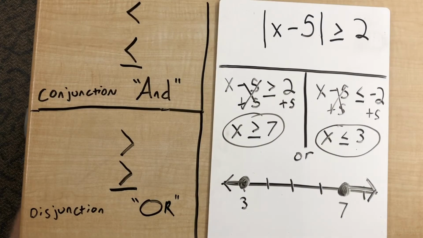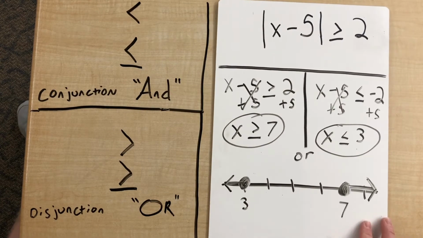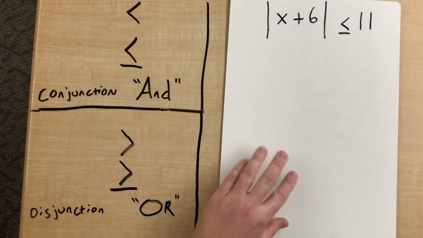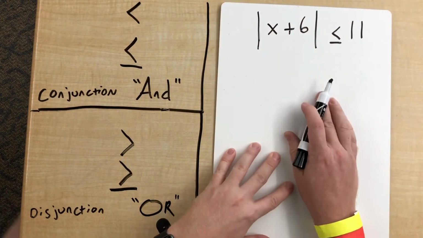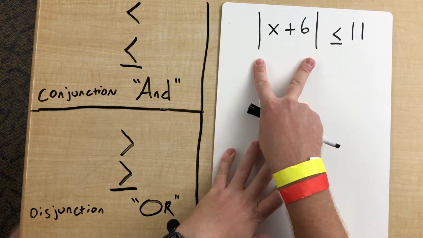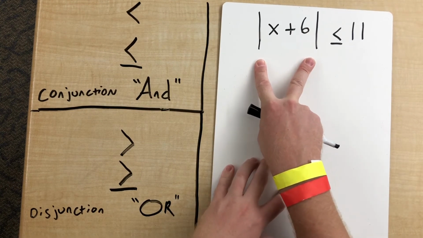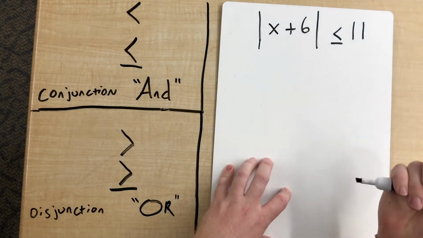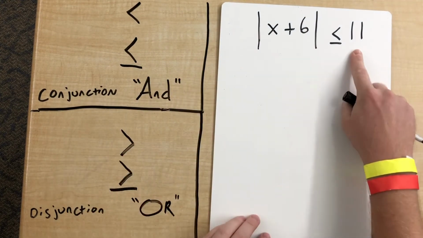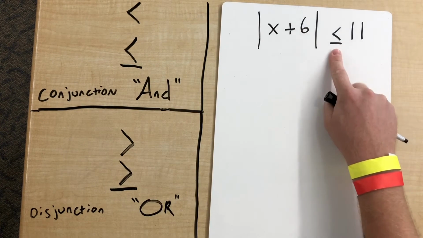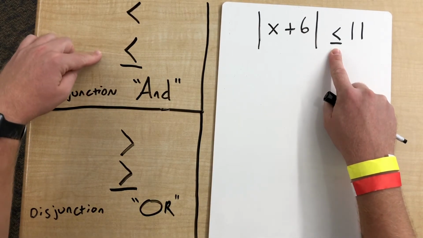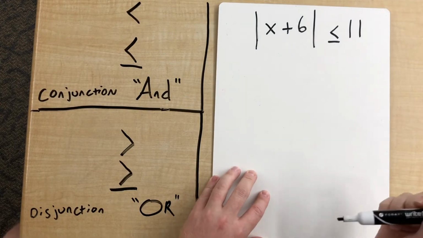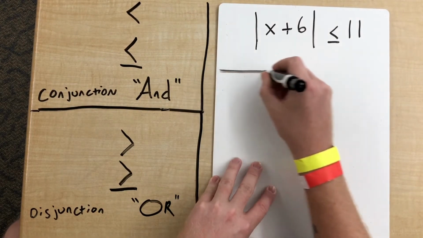Okay. Now, what if we have a and statement or a conjunction statement? Here we go. Okay, the absolute value is all by itself. It is isolated. There's nothing being multiplied or nothing being added or subtracted. So now I can immediately look, that's positive, so we're gonna have a solution. That's a less than or equal to sign. We have a conjunction, that is our and statement, okay? So we're gonna set up our 2 equations.